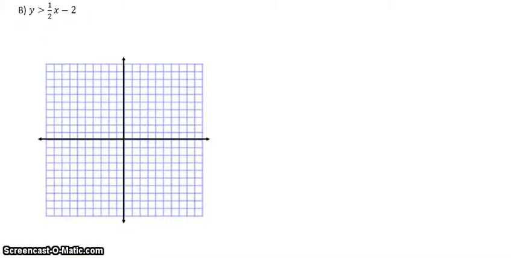Now this is y is greater than 1/2 x minus 2. So again, it's going to be a dashed line, but I'm going to start, just like I would for graphing a line, with my y-intercept at negative 2, and then I'll use my slope 1/2, so I'll go up 1 and to the right 2. And again, I try to put quite a few points in here. It just helps me make my lines look a little bit better. And this is dashed.